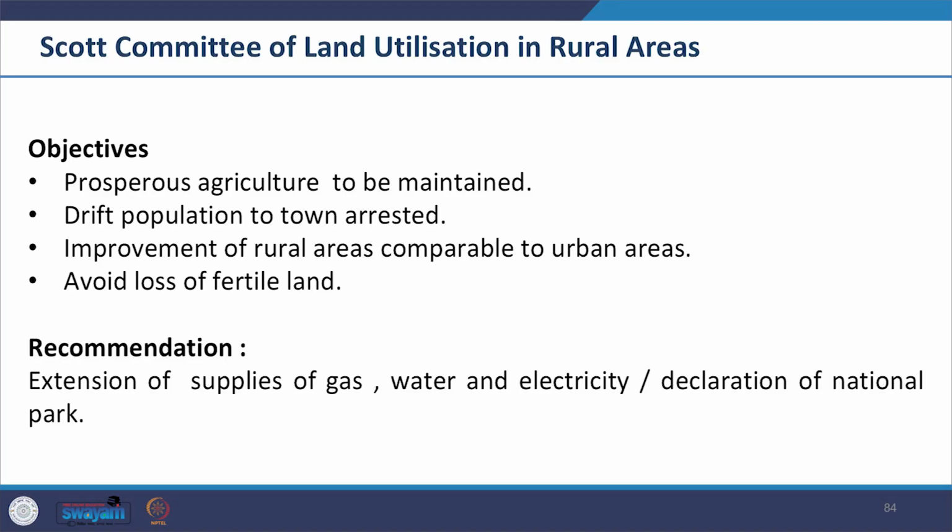to look into how agriculture can be improved and maintained, and also to arrest the shift of the population from rural to urban areas, and then how the rural area could be improved compared to the urban areas, and also how to avoid the loss of fertile land. The recommendation of the committee included extension of the supply of gas, water and electricity, as well as declaration of national parks in the countryside.